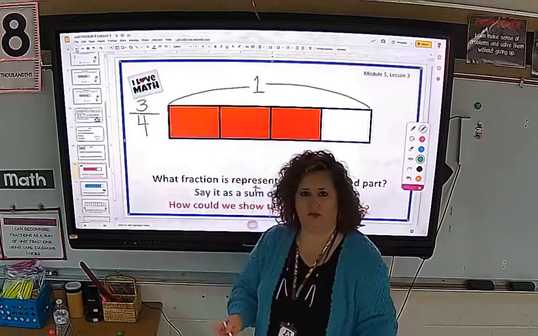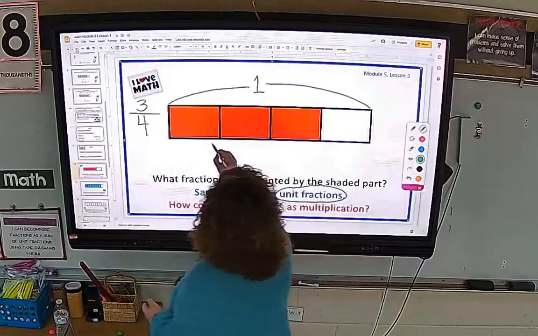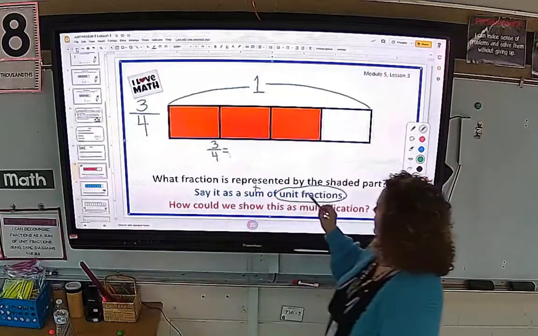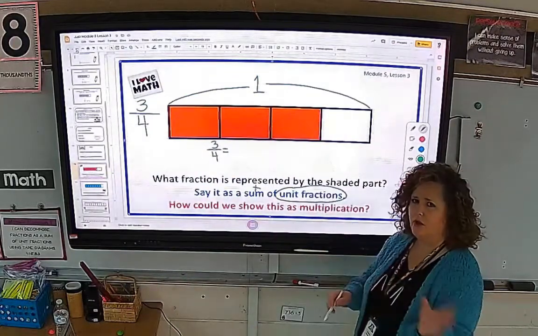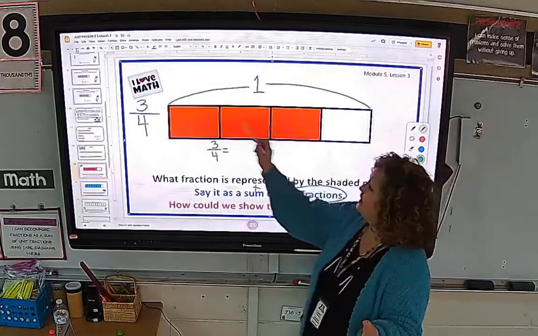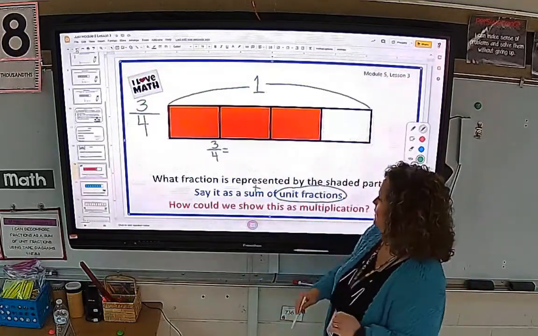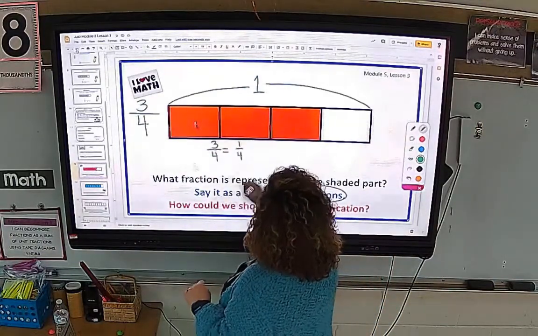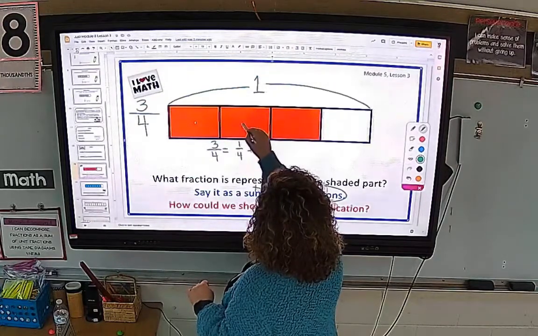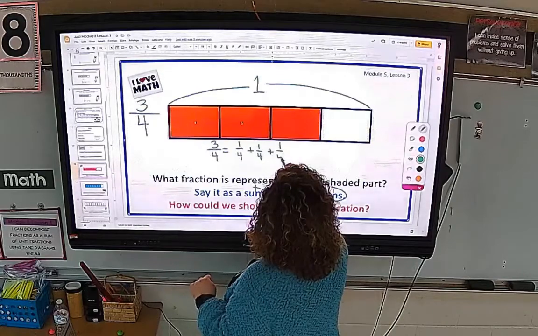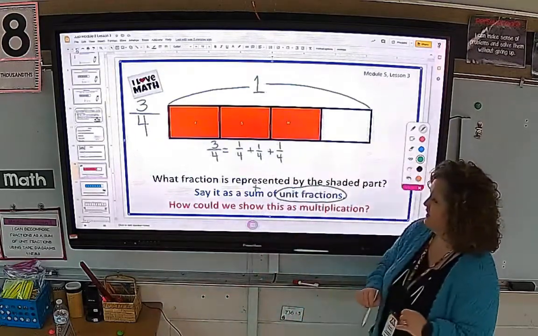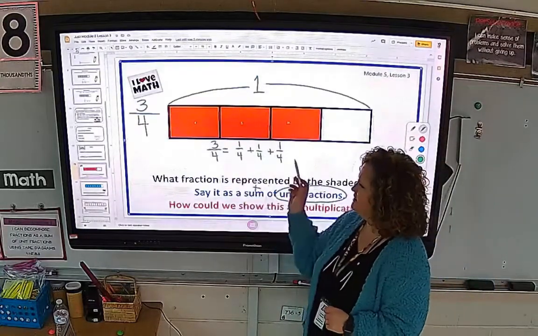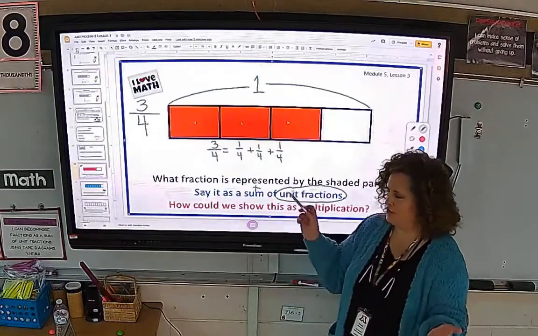That's what we've done over the last couple of days. So I'm going to take 3/4 and show it as a sum of unit fractions. Well, I know my unit fractions will all have a 1 on top, and they're going to have a 4 as a denominator. So I'm going to add them up to get 3/4. That would be 1/4 right there, plus 1/4 right there, plus 1/4 right there. And that's all there is to that second question. This is showing 3/4 as a sum of unit fractions.